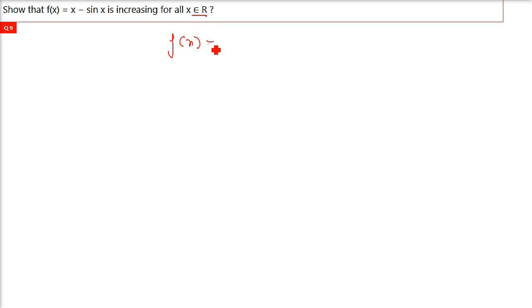What do we have? f(x) is equal to x minus sin x. The first thing we do is the differentiation. f dash x, 1 minus sin x will be cos x. So 1 minus cos x is the differentiation. Now this 1 minus cos x should be greater than 0. If it is greater than 0, it will always be an increasing function. And this x belongs to R we are talking about. So we are talking about the real numbers, all possible numbers, positive, negative, decimal, any number.